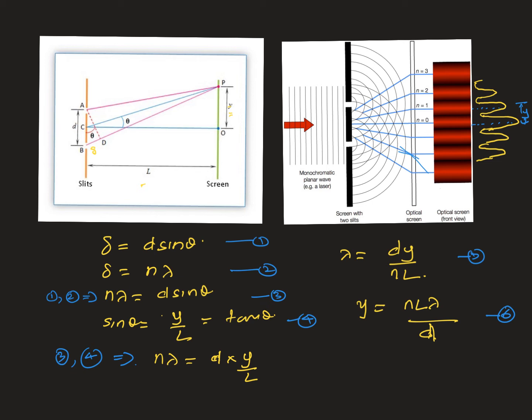n plus half lambda. That means the original equation we wrote becomes d sine theta is equal to n plus half lambda. So that means the path lengths differ by multiples of n plus half lambda. If n is equal to 0, it's half lambda; if n is equal to 1, it's one and a half lambda. So n will be 0, 1, 2, 3.